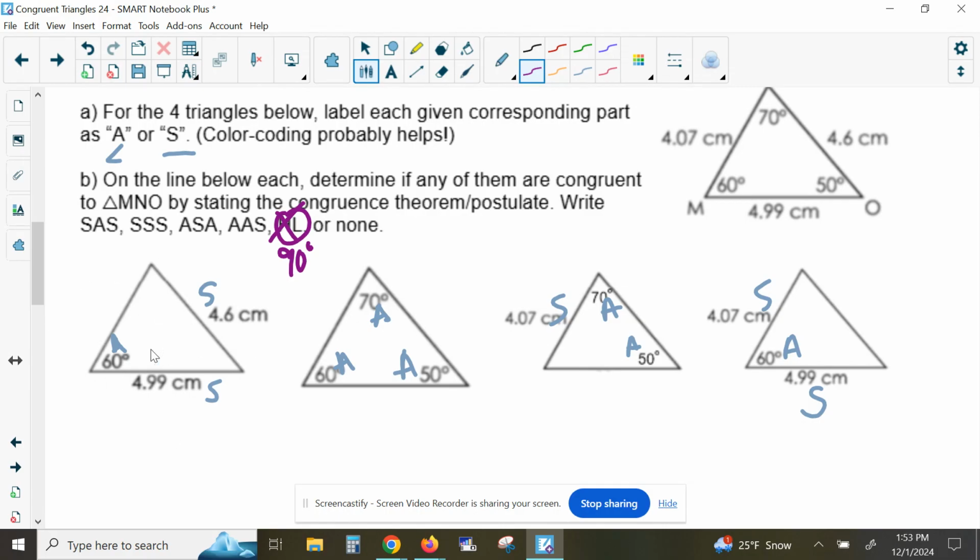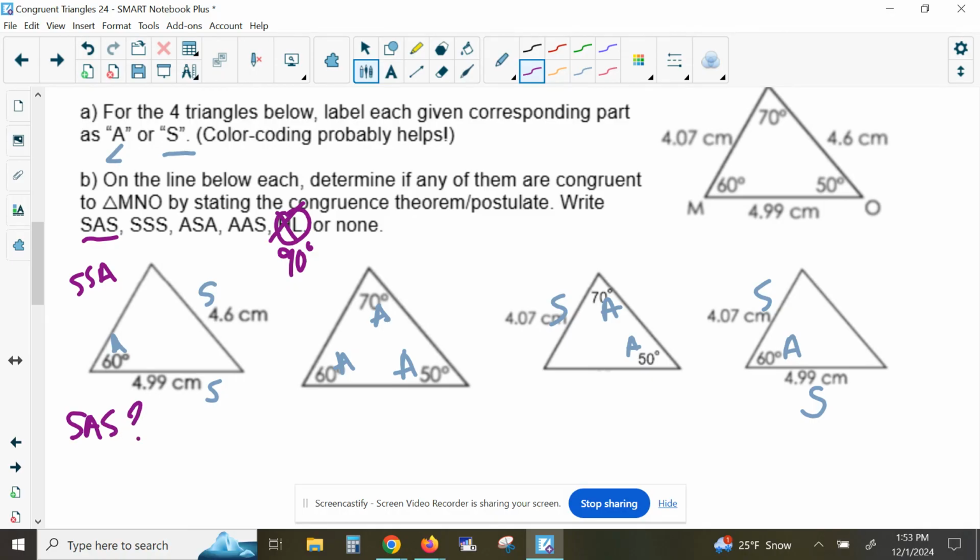Okay, so let's take a look at this one. So the pieces I have are two S's and an A. So two S's and an A, that means it could be this one, and that's it, right? So it can only be a SAS. So we're going to be checking for SAS.